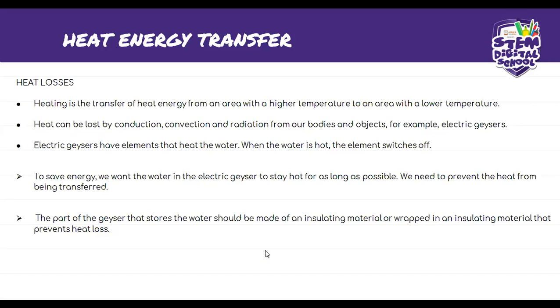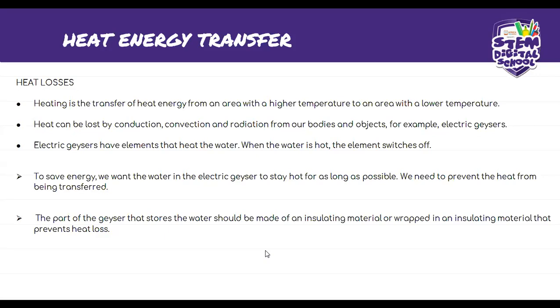So now what happened? If the geyser is supposed to hold the water for some time, then we need to protect the geyser, design it in such a manner so that the heat is not lost. So to save energy, we want the water in the electric geyser to stay hot for as long as possible. We need to prevent the heat from being transferred. The part of the geyser that stores the water should be made of what? An insulating material, wrapped in an insulating material that prevents what? Heat loss.